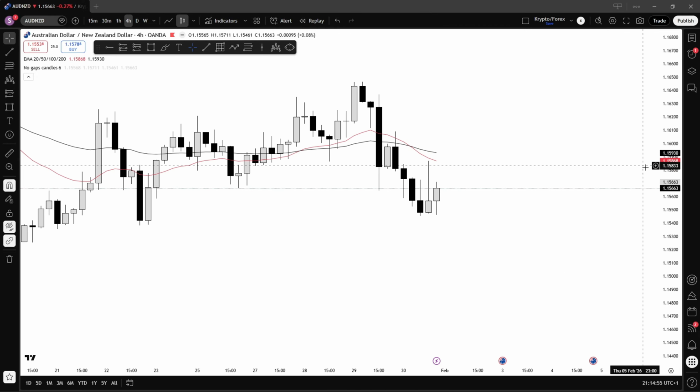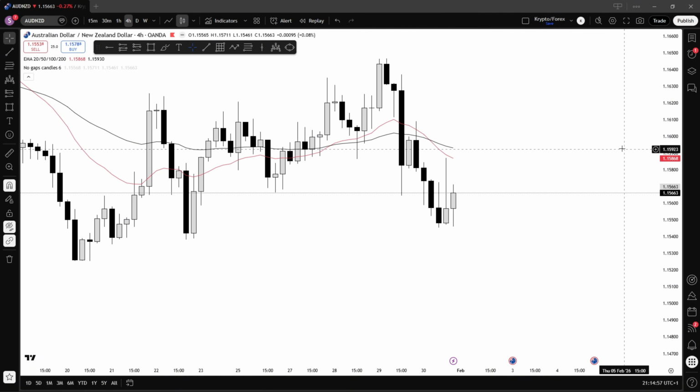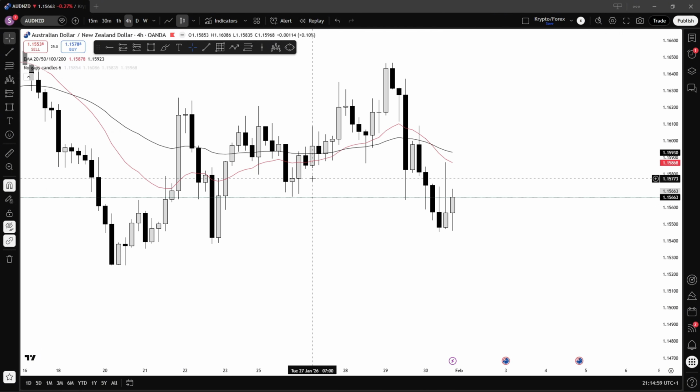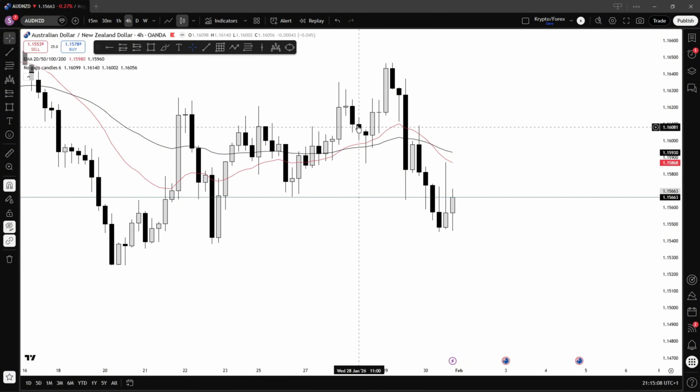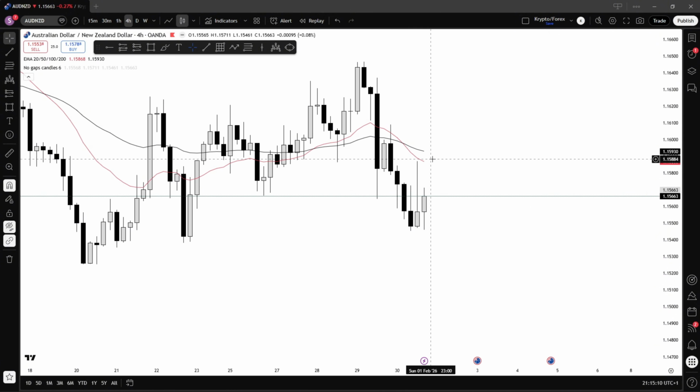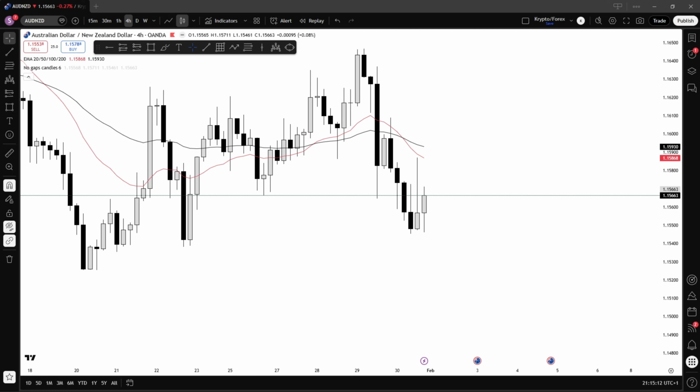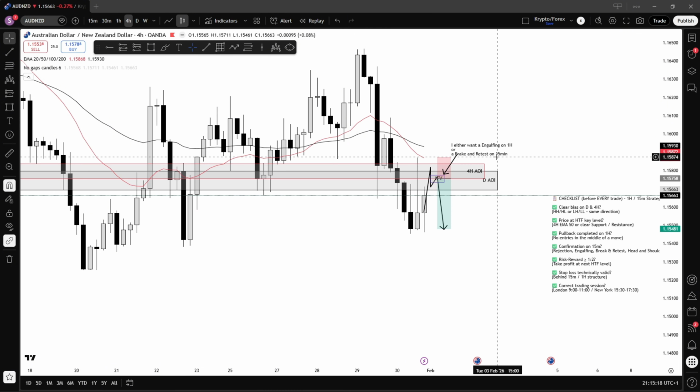Let's hop on the 4-hour time frame. We are bearish as well. We closed under this structure point and this structure point and this structure point. Really easy. We are bearish and trying to get a retest maybe into the EMA, but I already drew in the areas of interest. I'm just gonna show it to you right now.